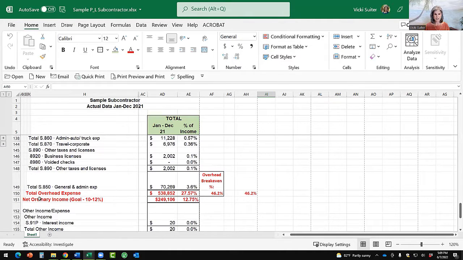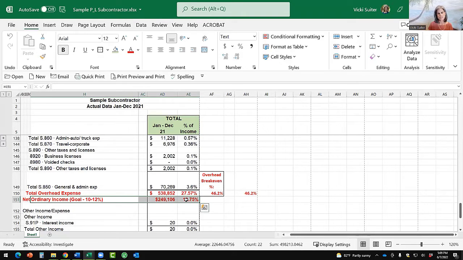Again, the other key number you want to look at down here is net ordinary income. Goal 10 to 12% when you're talking about a company this size. If you're much larger and you're a subcontractor, that could go down, right? So those are just a few key numbers for you to keep in mind that can help you when you're bidding to make sure that you're stacking the odds in your favor of making a consistent profit.